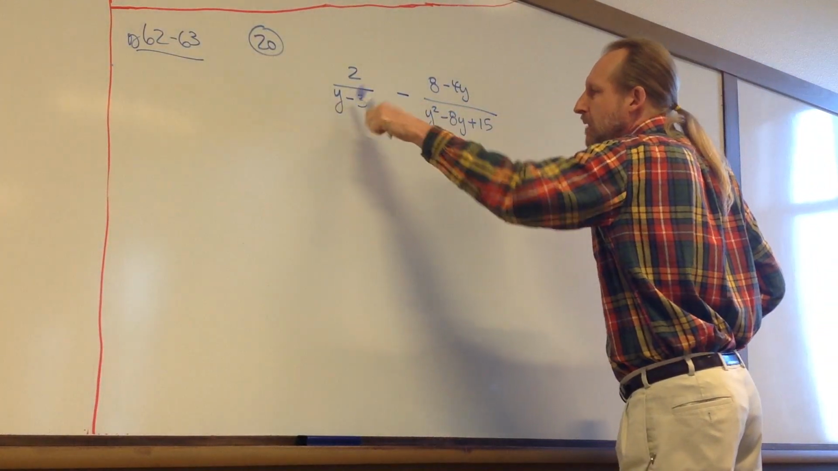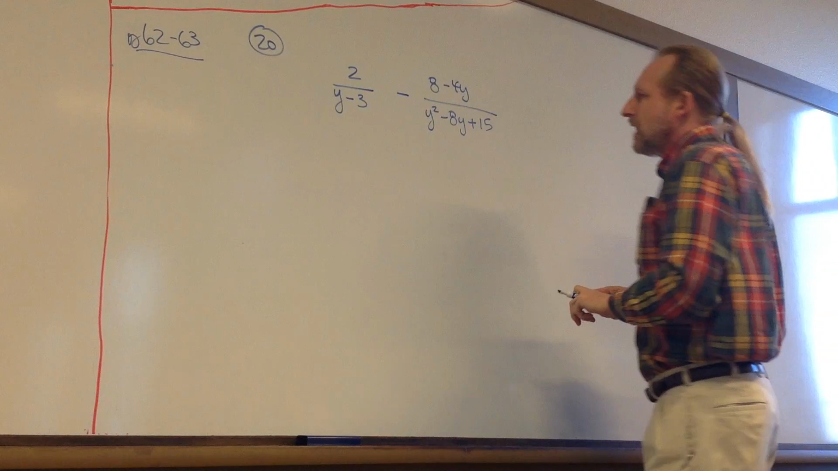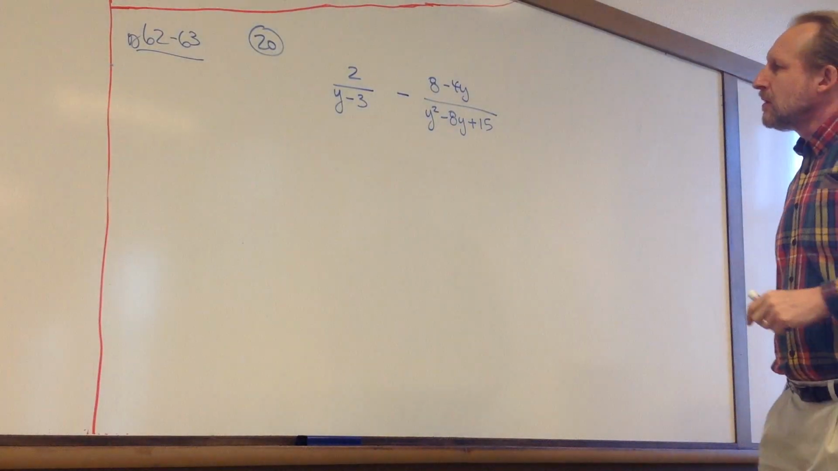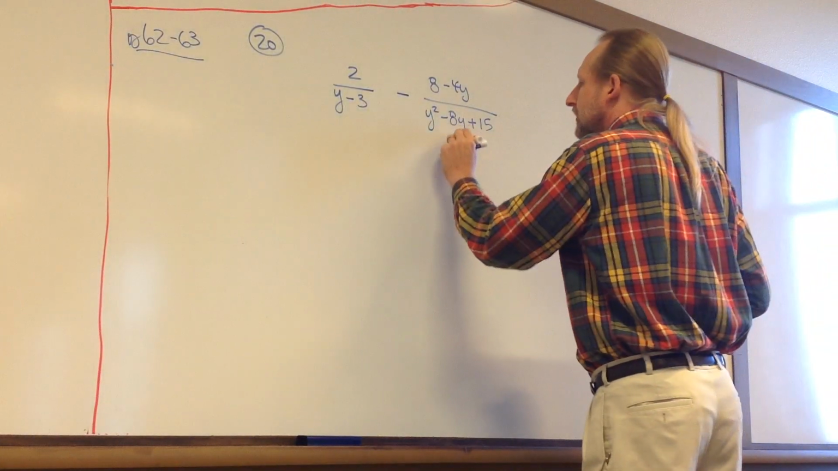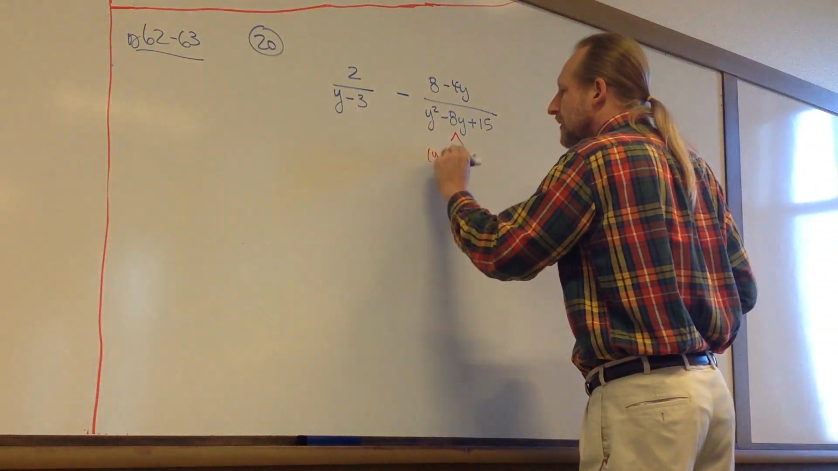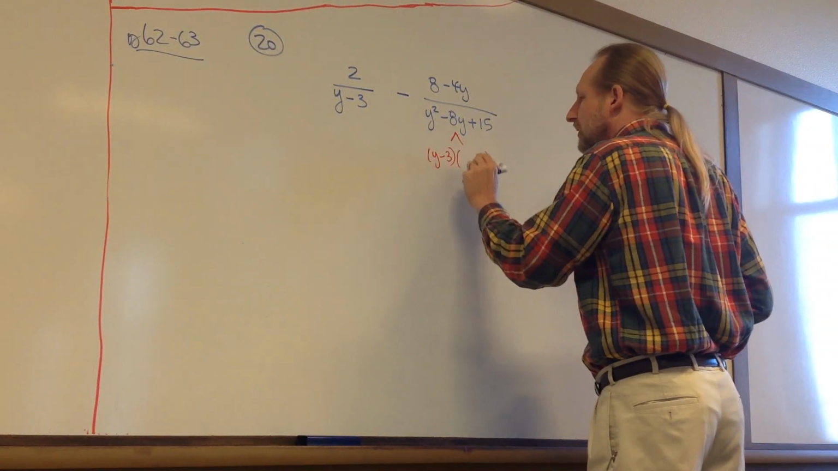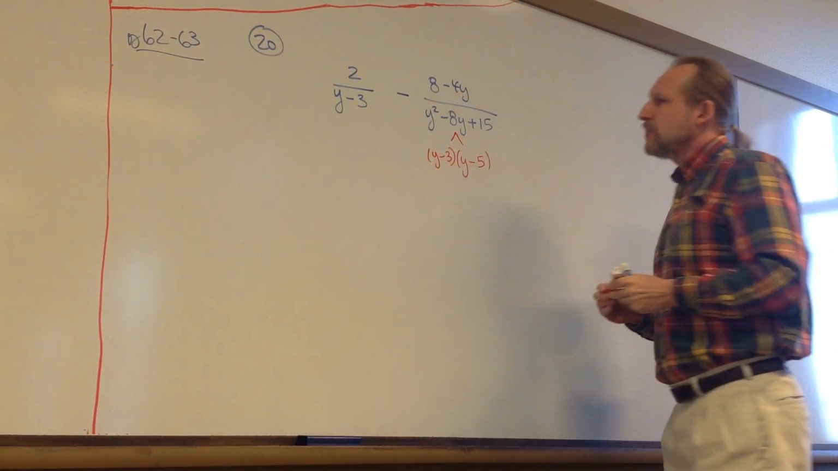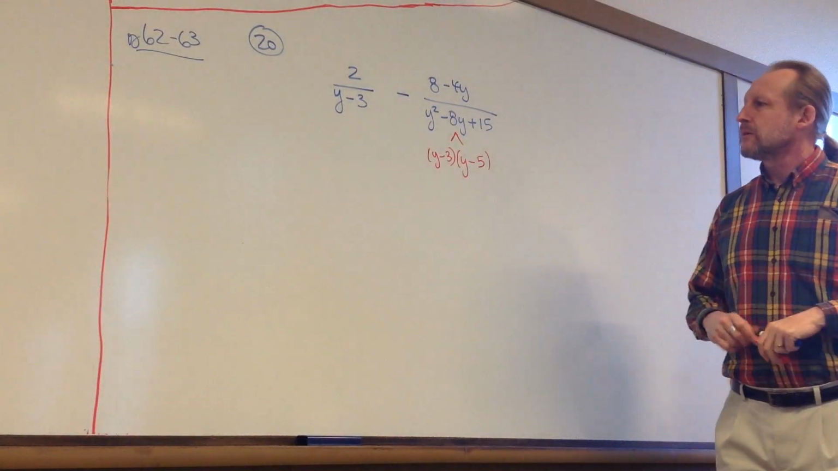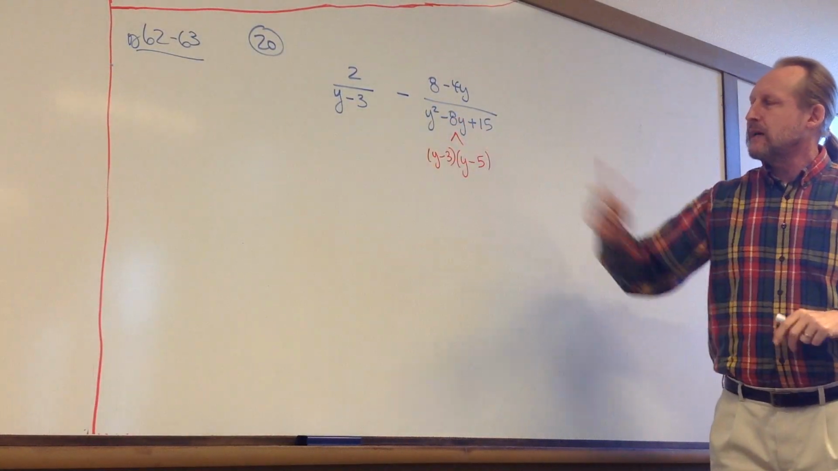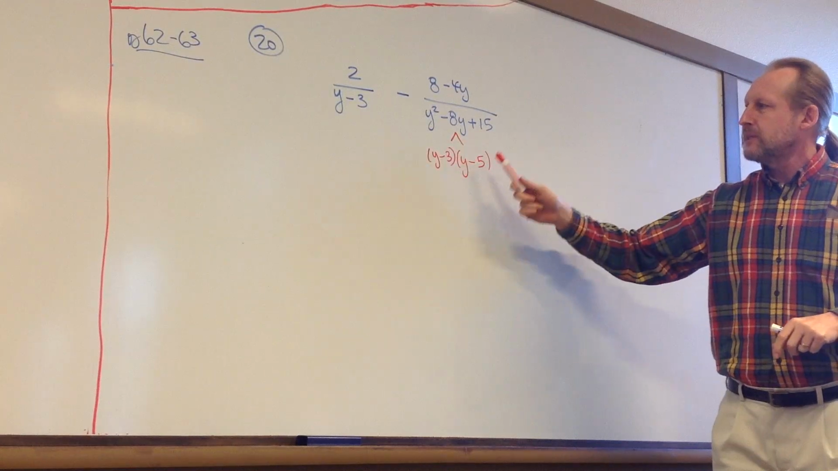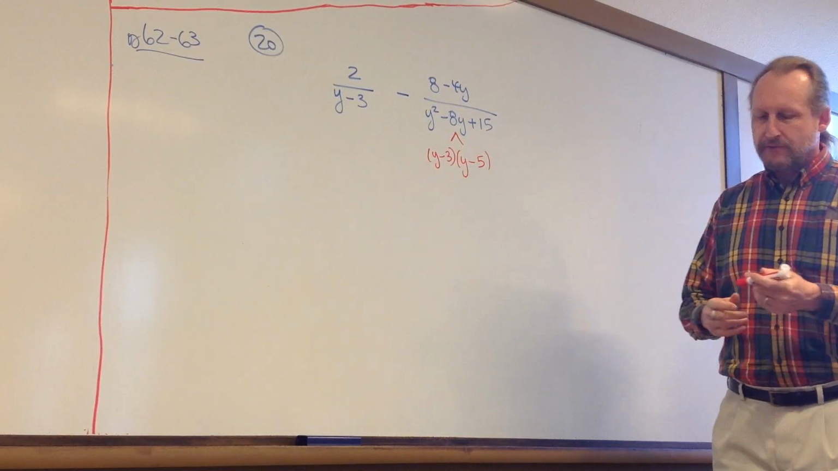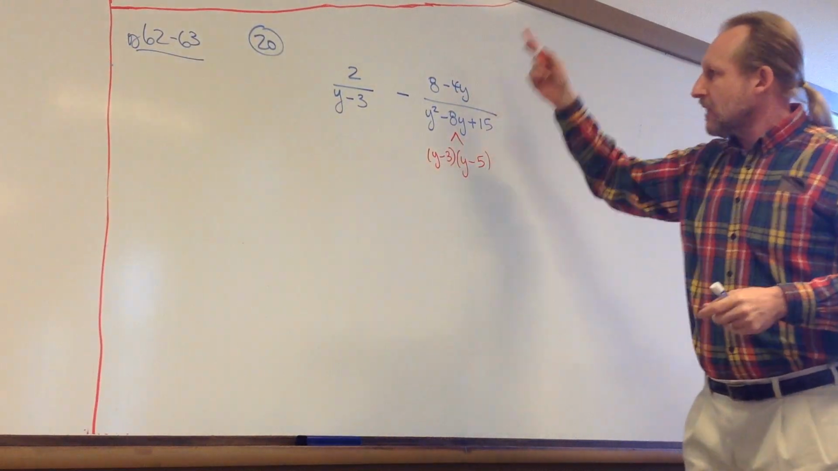This denominator is prime, this denominator is factorable. And so we want to know, what does it factor into? Well, there's a very good chance that y minus 3 is one of the factors, and that means that y minus 5 is the other, right? The minus 3 and the minus 5 give us minus 8, and minus 3 times minus 5 gives us positive 15. So this is going to be our common denominator.